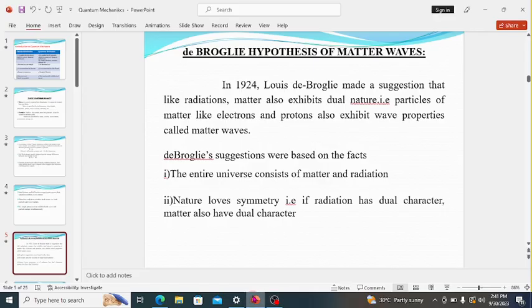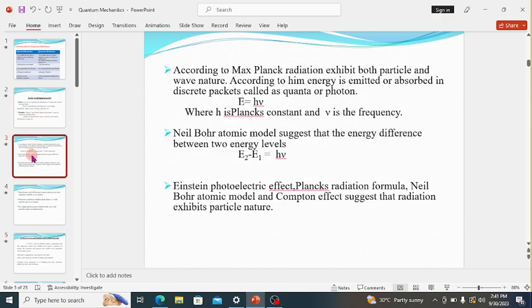Good morning students. Today we will be discussing de Broglie's hypothesis of matter waves. Last class we discussed wave-particle duality. In wave-particle duality we proved that a wave has particle nature and also wave nature.